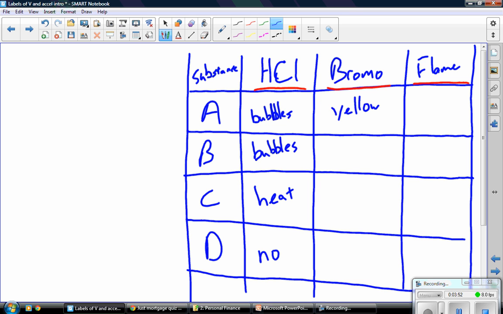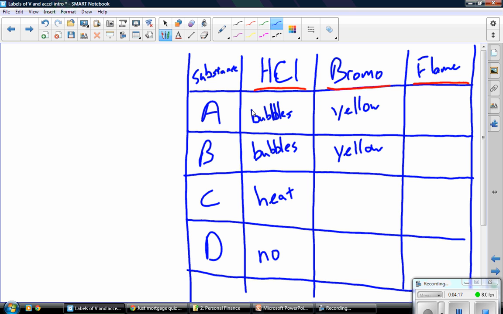Okay, substance B, what did we get? Green, yellow, so there was a reaction, right? So it changed again. Substance C, anything? You thought it was a little green? You thought it got bluer. A lot of people are saying they thought it got a little bit bluer. There should not have been a reaction with substance C.